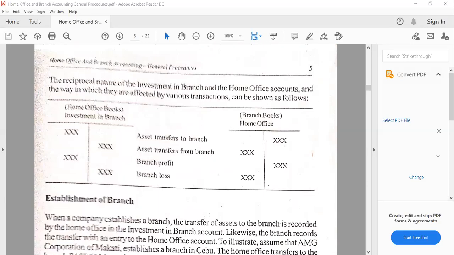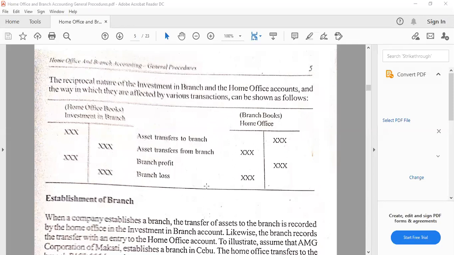So this is the reciprocal nature of the two. Assets transferred to the branch would result in a debit to investment in branch. We can see the debit here, investment in branch, found in the home office books. In the branch books, we see home office, and that is a credit. So we think of the opposites, debit here, credit here. And then if assets are transferred from the branch, that would be a debit to home office, and a credit to investment in branch, because we have to credit the asset that is released.